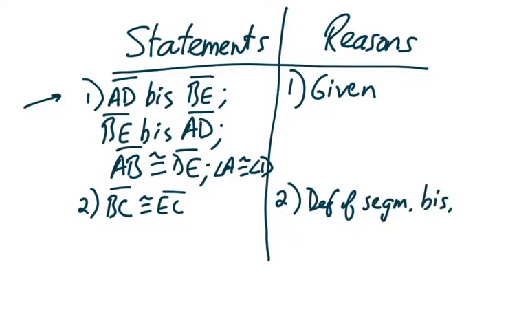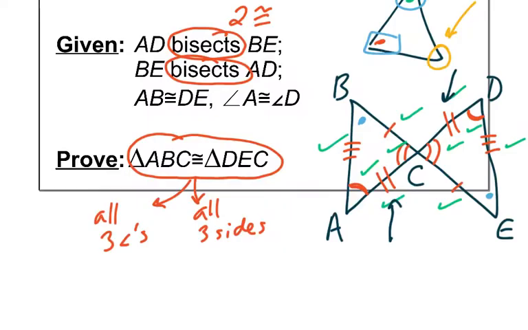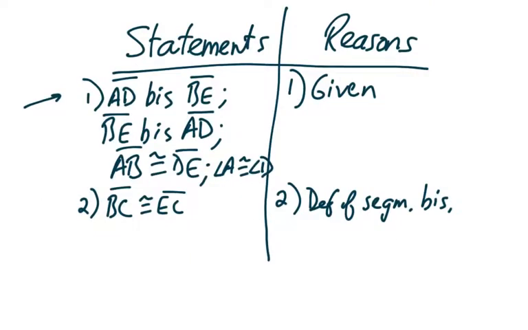Good. But you notice that the other 2 segments bisect each other, so we can put that in the same statement. How about the fact that BE bisects AD? All right, that means it cuts AD in half. So AC and DC are also congruent. So we need to show all 3 pairs of congruent sides that correspond and all 3 pairs of corresponding angles. Okay, we have, let's see, a side here, a side here, and a side here. So I have all my sides.